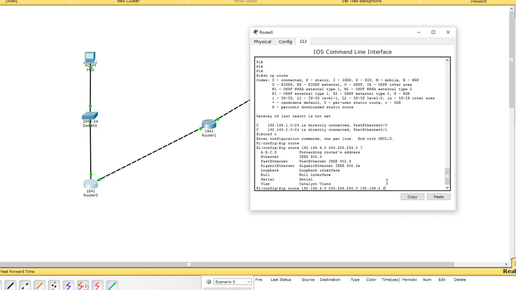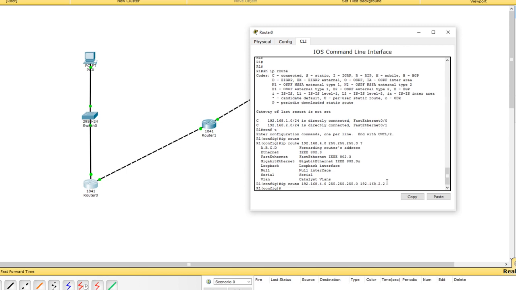We will look at frame relay much later, but at the moment, use this. Put the next hop IP address. That is the best, right? So I'm going to put this 192.168.2.2, right? So now let's go look at the routing table.